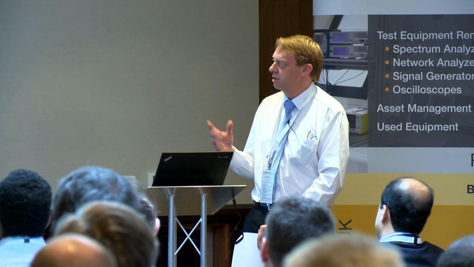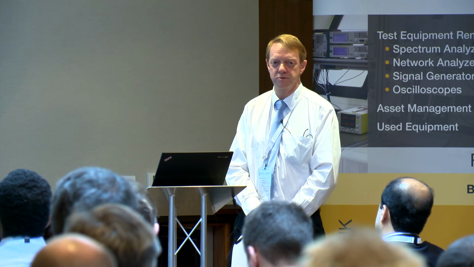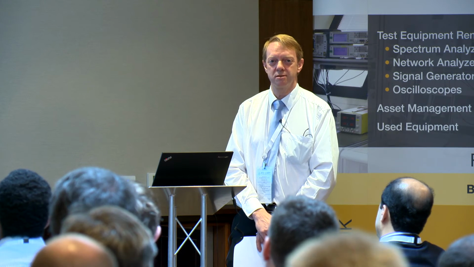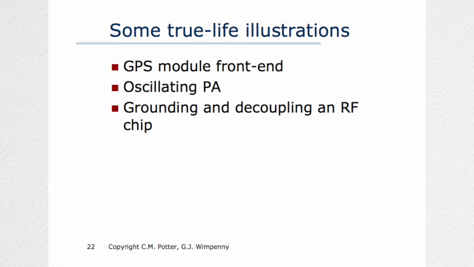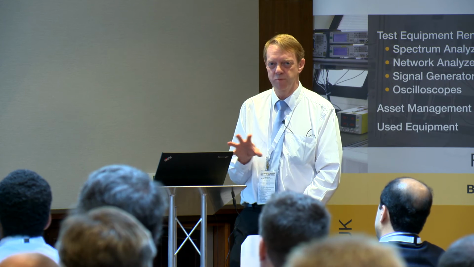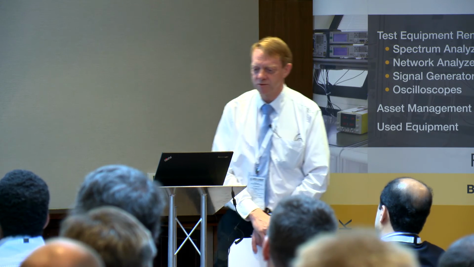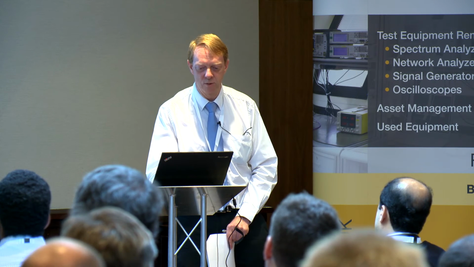So I've got an example of a case study of a module from a front end of a GPS system, a power amplifier that oscillated. Everybody knows that amplifiers oscillate unless they're supposed to oscillate. And then an idea about grounding and decoupling of an RF chip. I've actually taken a snapshot from an early stage of a circuit board layout, comparing it with a later stage to give you an idea of how circuit boards could be laid out in a way that's more likely to work first time.